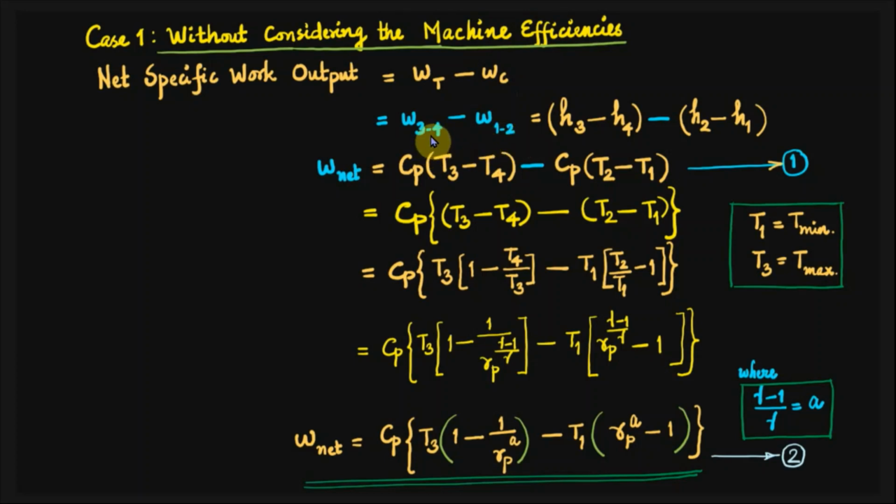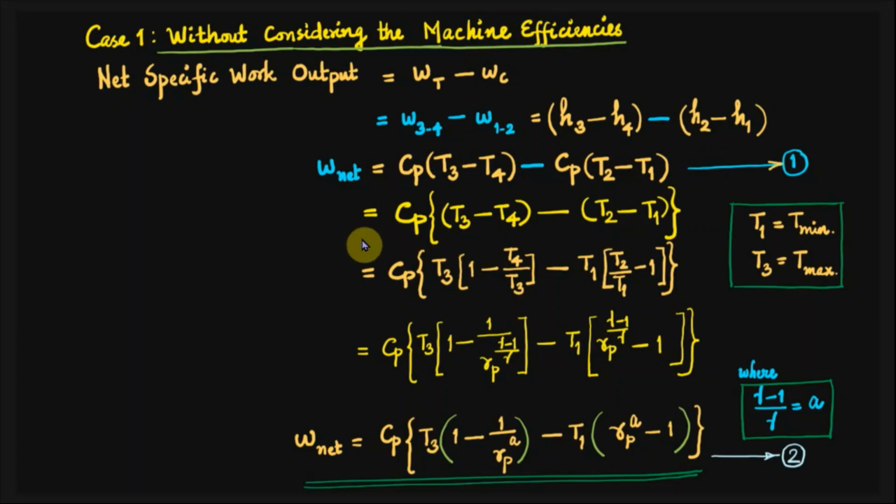So W34 minus W12. And we already know that the specific work done by the turbine is Cp into (T3 minus T4), and the specific work done on the compressor is given by Cp into (T2 minus T1). So when you subtract the compressor work from the turbine work, we will get the net work output. So W net is equal to Cp into [(T3 minus T4) minus (T2 minus T1)]. That is, Cp is taken out common.